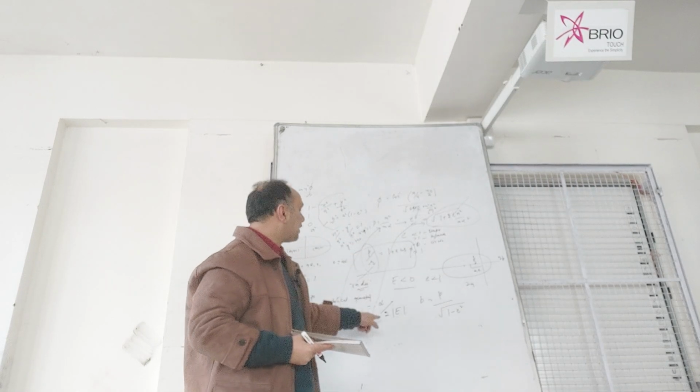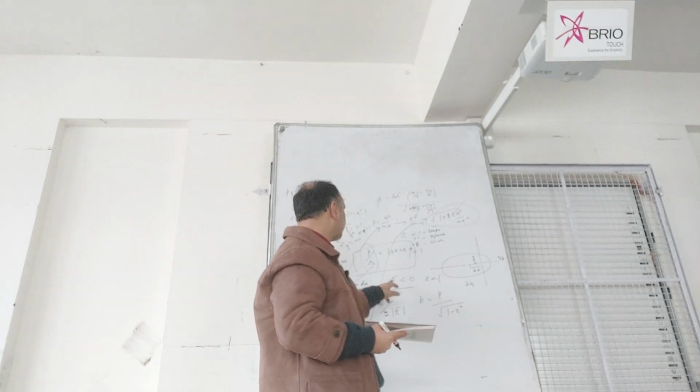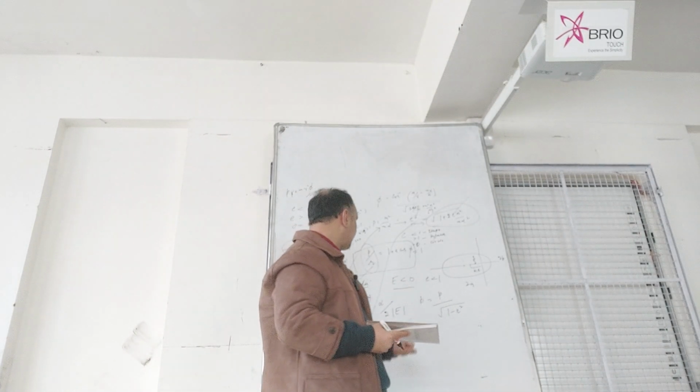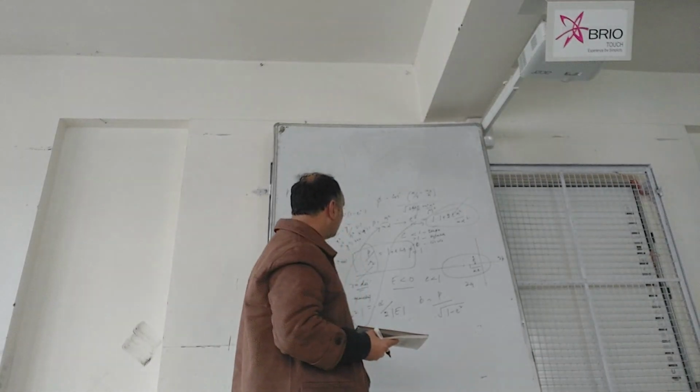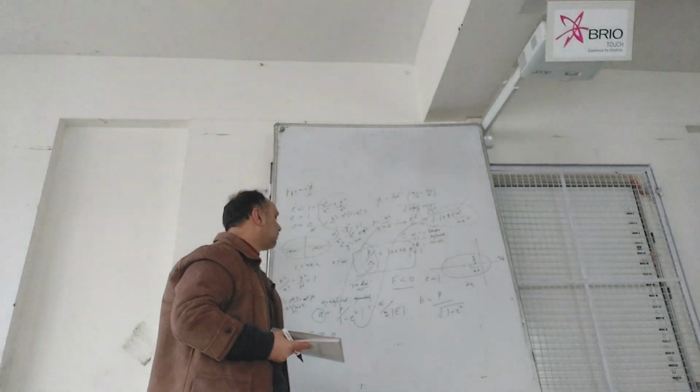The same you can write in terms of this thing, that if the value of e is less than 1, and now if the value of e is 0, this will be p by r, the equation of a circle.